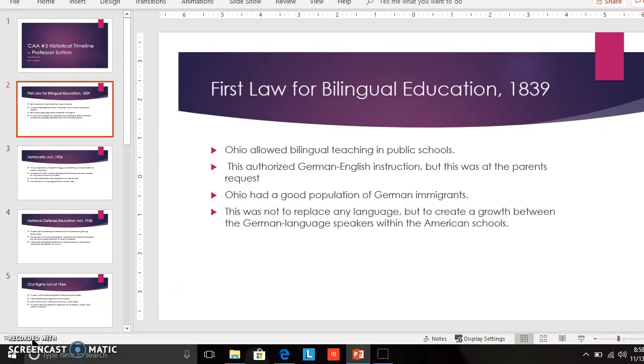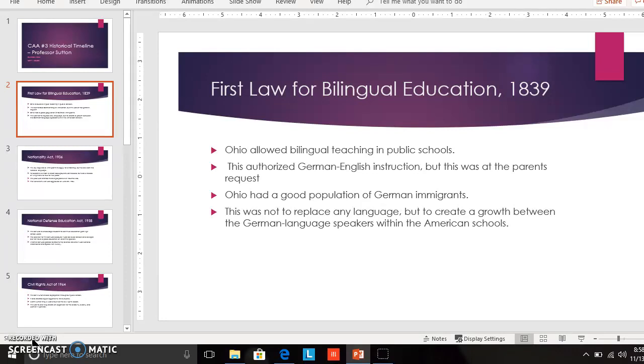For this timeline, we had to create 10 important events or laws that covered the bilingual education part. The ones that I picked, I did research over which timeline created them. We did read some in the chapters, but I felt like I needed to research a little more of them because I didn't find so many throughout the chapters.